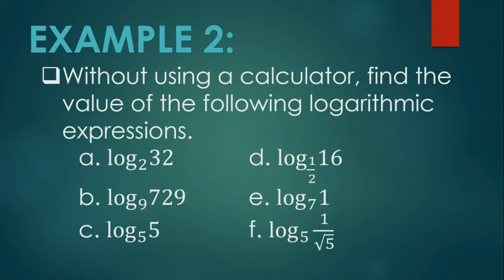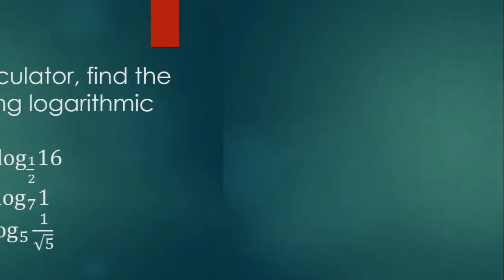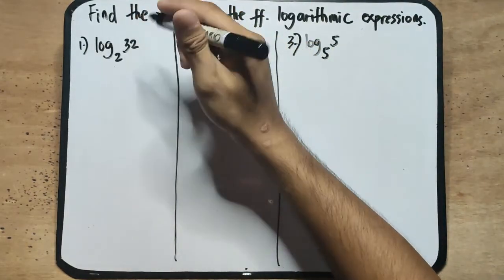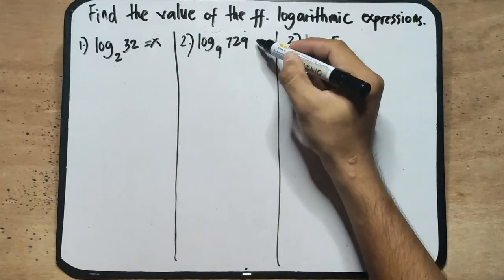For the solution, watch this video. In this example, without using a calculator, find the value of the following logarithmic expressions. So, since we are asked to identify the specific value of each logarithmic expression, without even using a calculator, we denote or we equate each of the given to x.